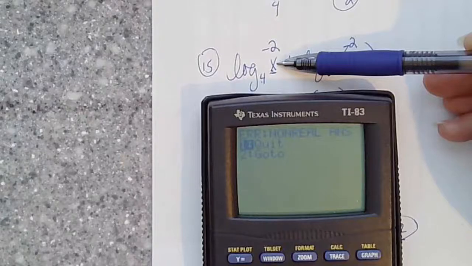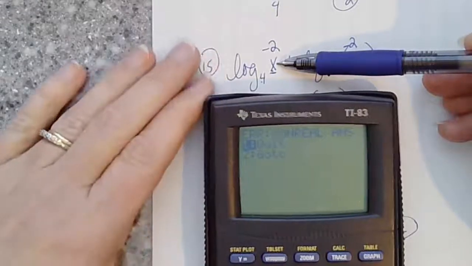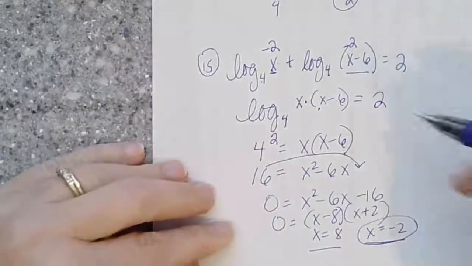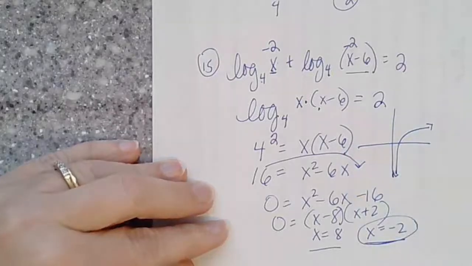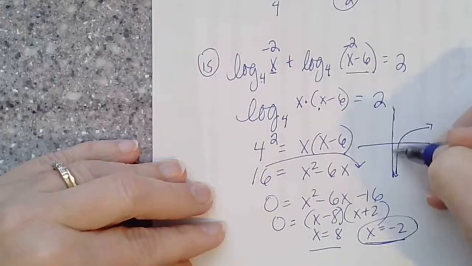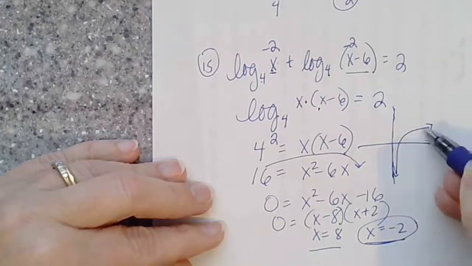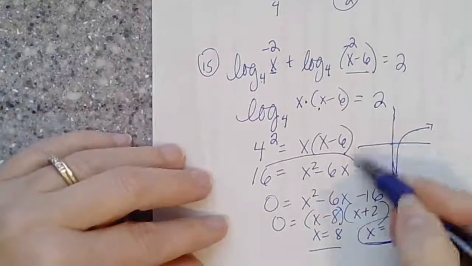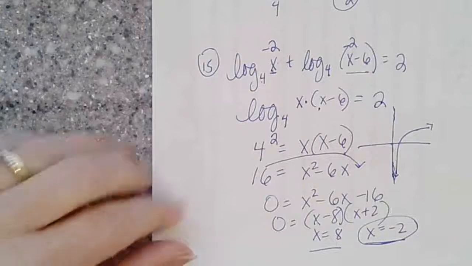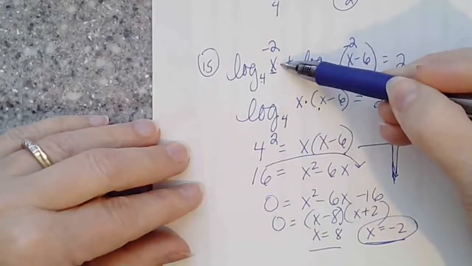If you remember that in standard form, the log graph looks like this. That y-axis is an asymptote, meaning the graph gets closer and closer to x equals 0, but it never touches it, and it definitely doesn't go over here. So that's why the argument, the x part of the log, cannot be a negative number, nor can it be 0.